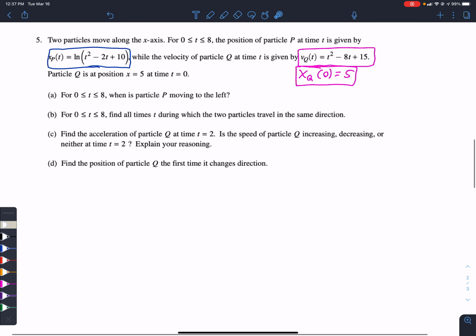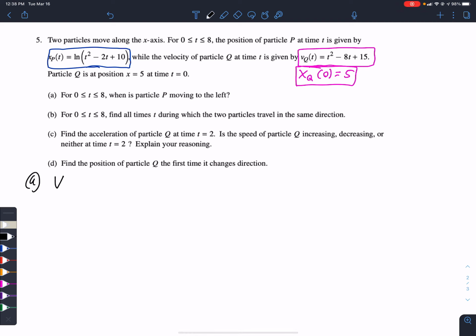So part A, when is particle P moving to the left? Well, when is something moving to the left? When its derivative is negative. Or excuse me, when the velocity is negative. Now you can think about this like if the position is decreasing, it's moving to the left, because decreasing means it's getting smaller. So when the position is decreasing, how do you know if x is decreasing? When its derivative is negative, but the derivative of position is velocity. So you can think of it that way. It all comes back together.